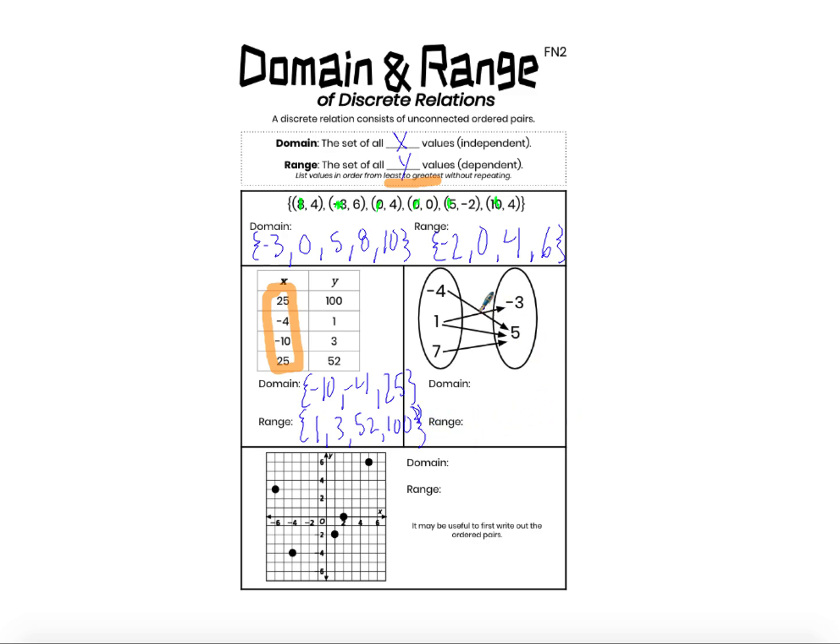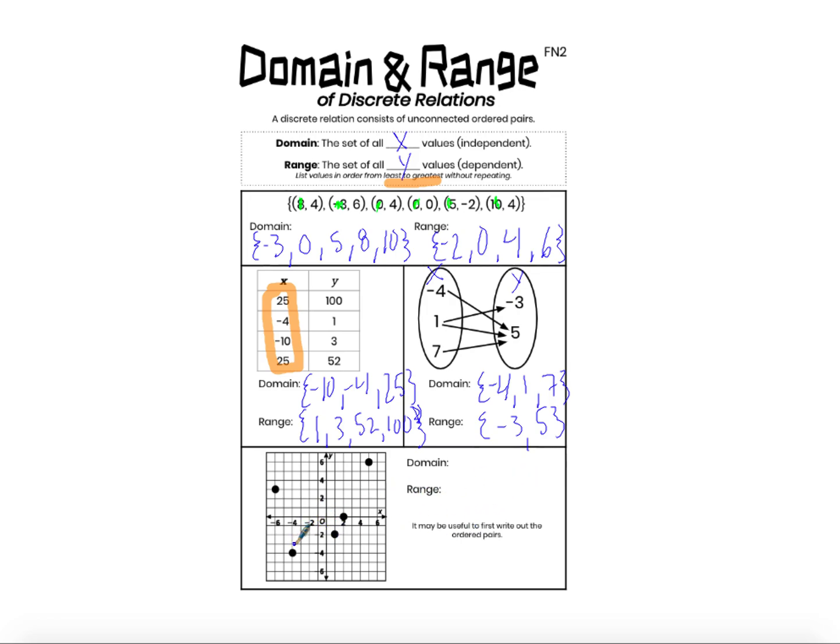The nicest representation to write the domain and range from is a mapping, because it's already written from least to greatest: -4, 1, and 7, and each x and y value is only listed once. So we can just directly write down the values in the left portion of the mapping. That gives me the domain. That's the x right here. The right portion is the range: -3 and 5. Really the only somewhat challenging representation to find the domain and range from is a graph.